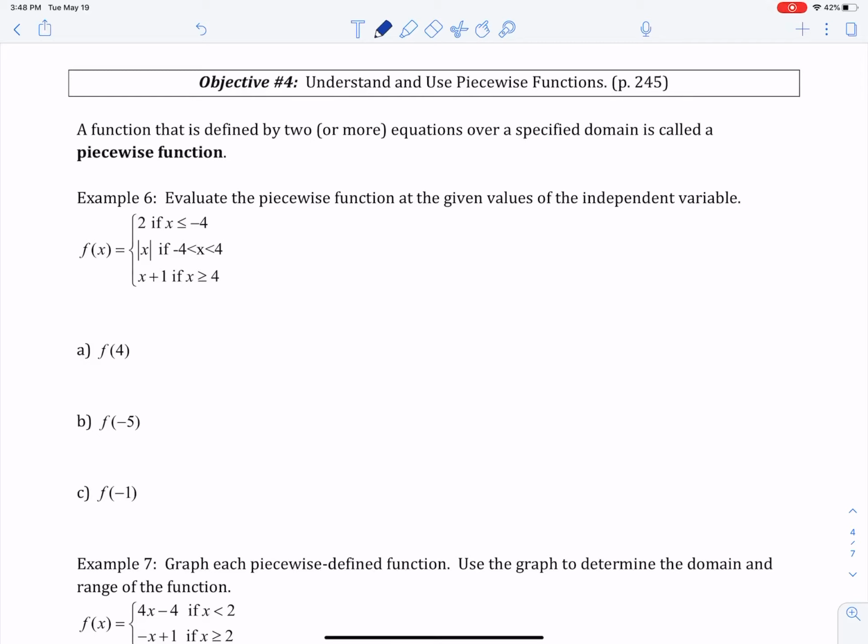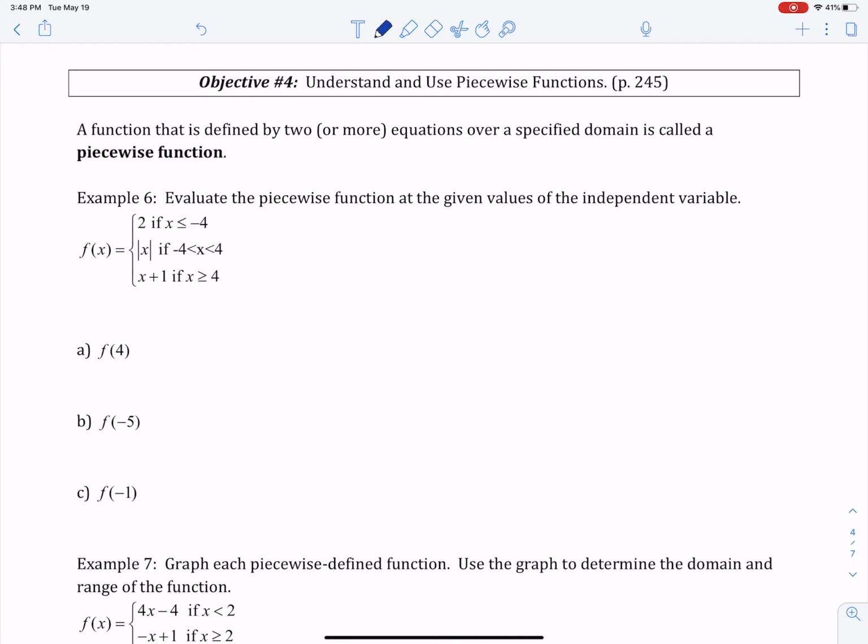In this video, we're going to be talking about piecewise functions. A function that is defined by more than one equation over a specific domain is called a piecewise function. They look strange, but those functions are very commonly used in real life.